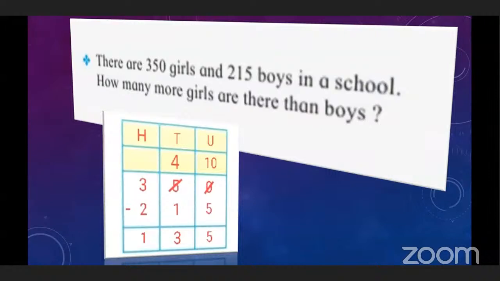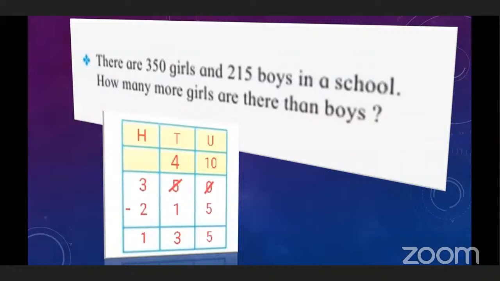For that purpose, we have to borrow 1 from the tens place. So here at the unit place we got 10, and easily now we can subtract 5 from 10. So I have my answer at the unit place, 5. After that I can easily subtract 1 from 4 at the tens place. My answer is 3. And at the hundred place I can easily subtract 2 from 3.